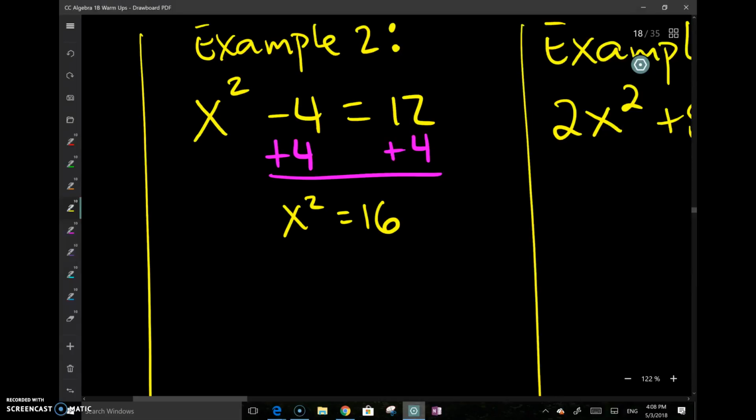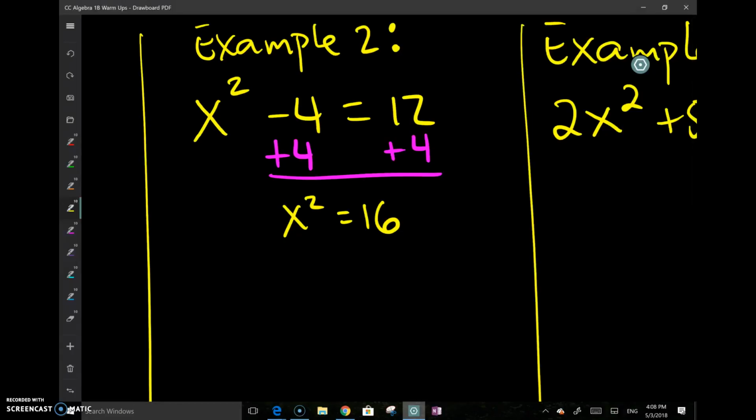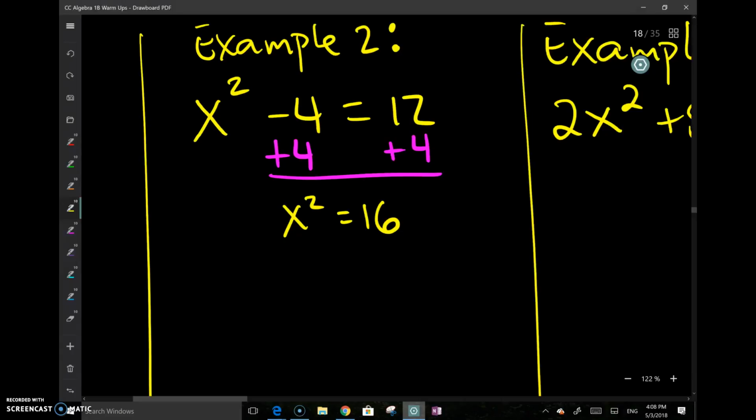Now I'm in this situation again where I need to find out the value of x. This is saying, what number can you square that would produce a 16? And there are 2 possibilities, both a 4, which if you square it makes a 16, and a negative 4, which if you square it also makes a 16. And what that means is I need to indicate both of these numbers are my answers.